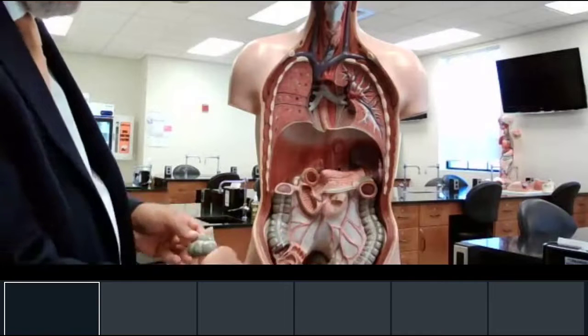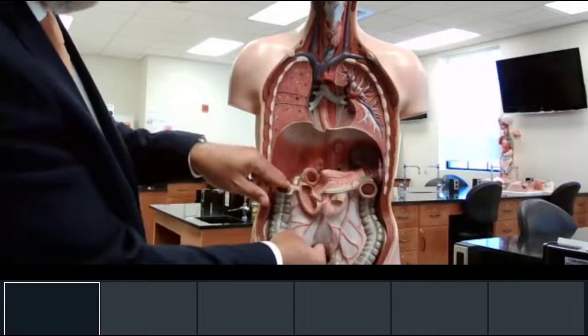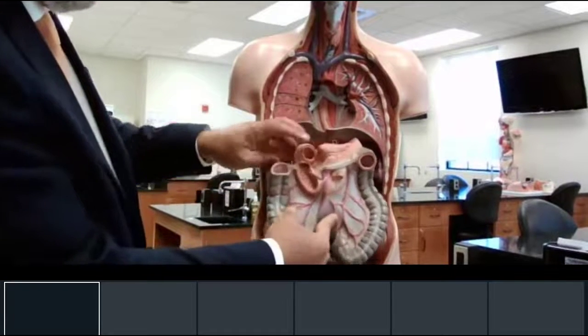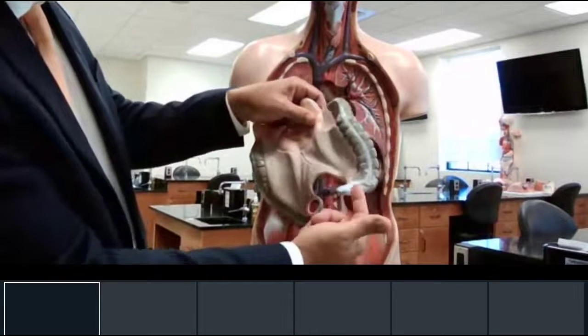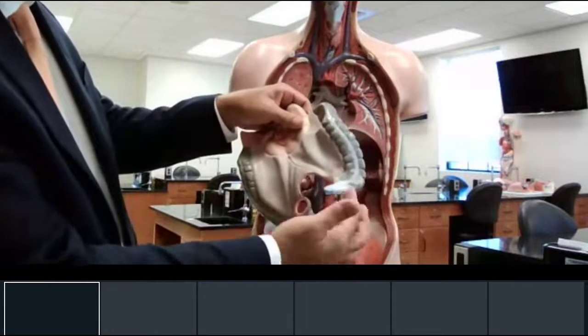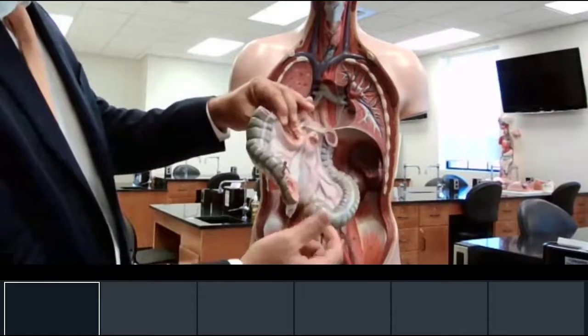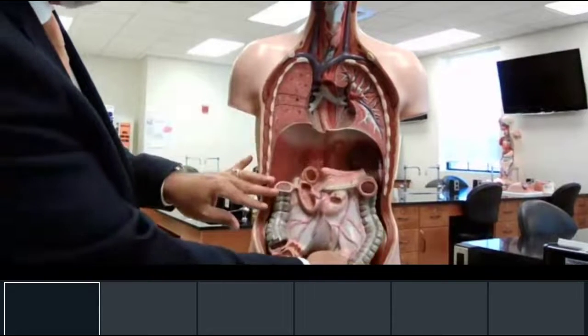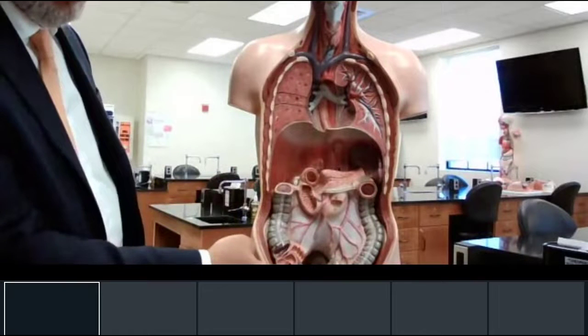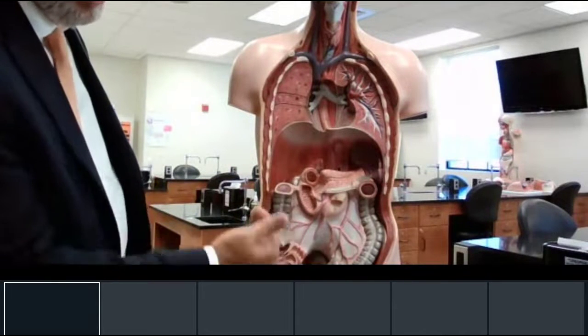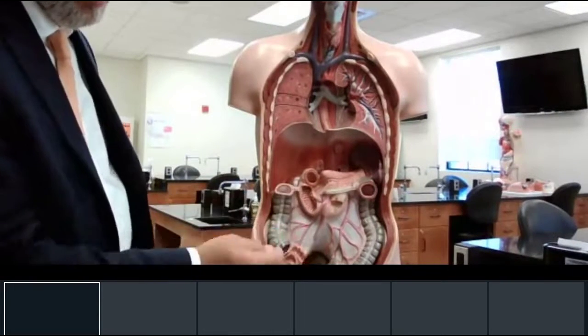So here's the cecum, right? Now, if we take this out, behind it we have the appendix. It's all taped up here, but we have the appendix hanging from the cecum. I mentioned that the appendix is where? In the right lower quadrant, right?